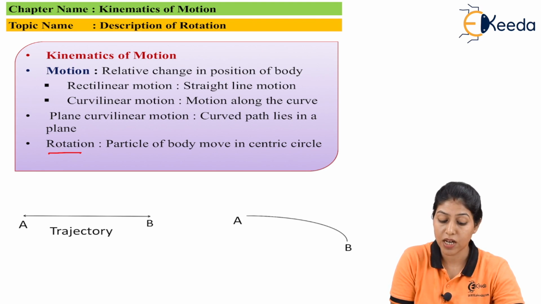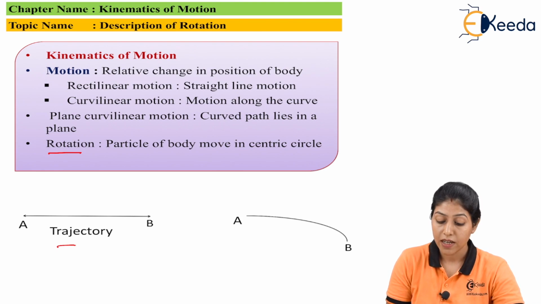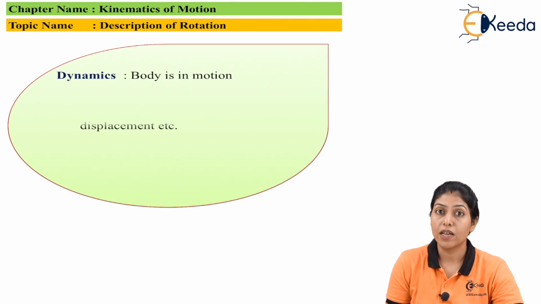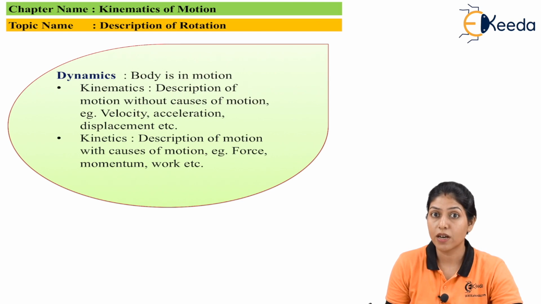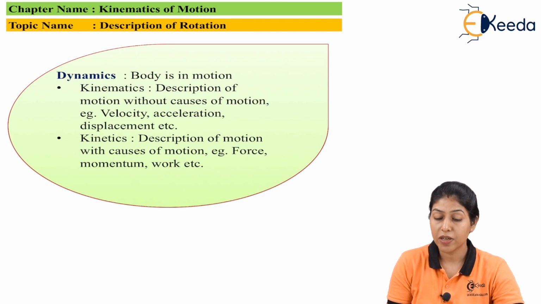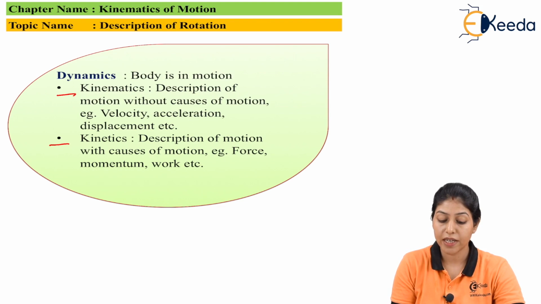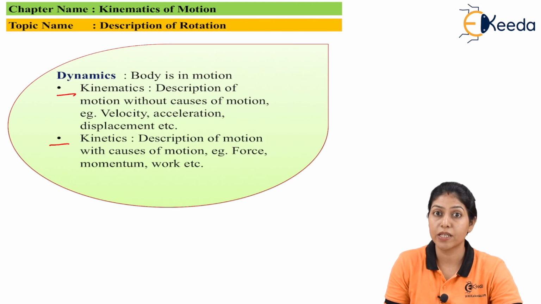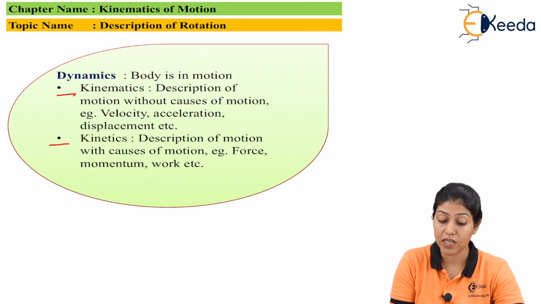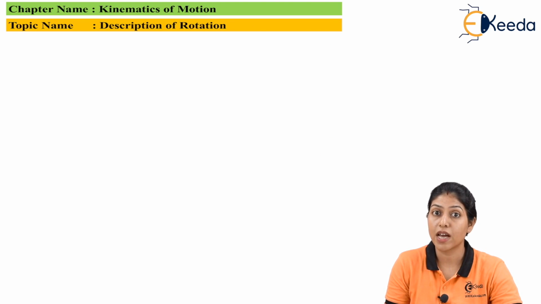So here I am going to discuss rotation, and the path followed by the particle, whether it is a straight line, or curved, or a concentric circle, is called the trajectory. And here I have discussed the terms kinematics and kinetics. Basically we are dealing with kinematics, and in rotation we will find the velocity, acceleration and displacement only in terms of rotation. In kinematics we describe the motion without the causes of motion. So we will consider the terms velocity, acceleration and displacement.